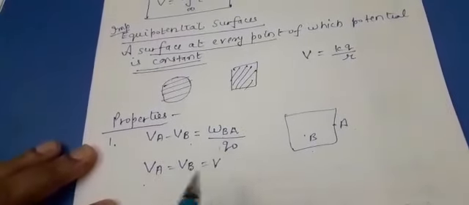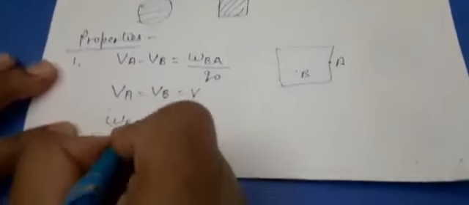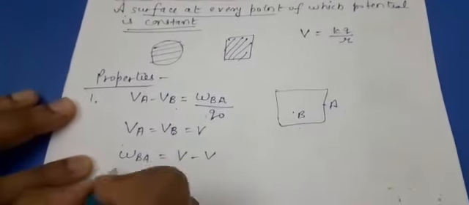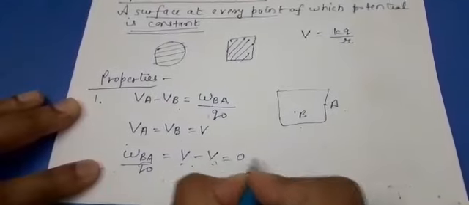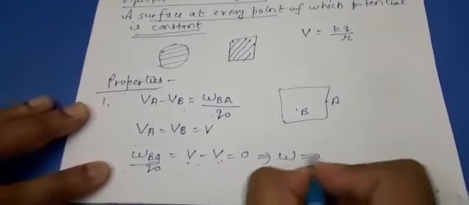Now, from this result, what will be the work done? This will be VA minus VB, that is V minus V. This will be 0. This implies work done will be 0.